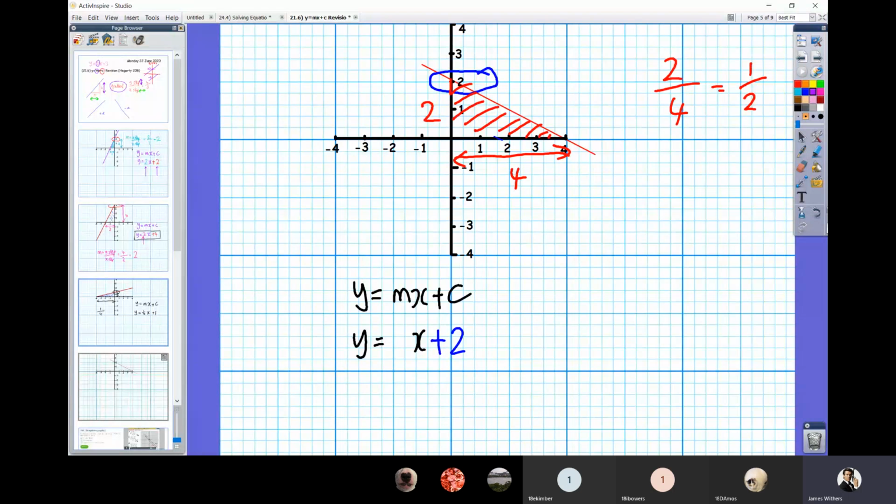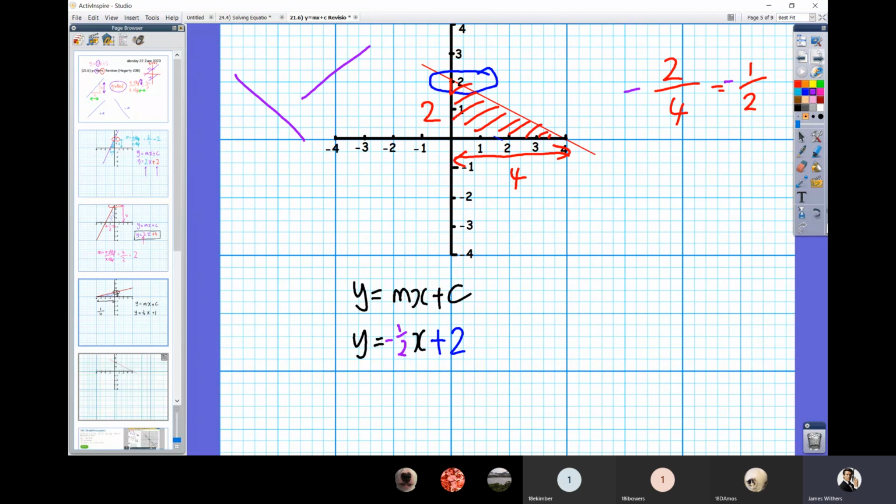But have a care, that line is going downwards, not upwards. So it's minus that number. So your final answer here is y equals minus a half x plus 2.